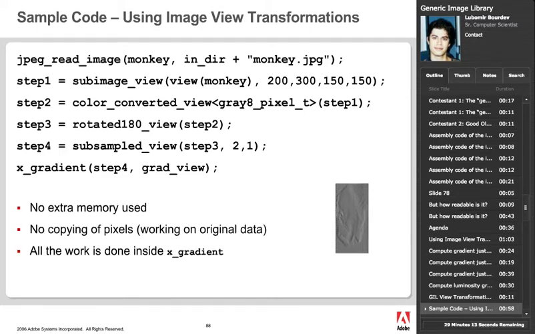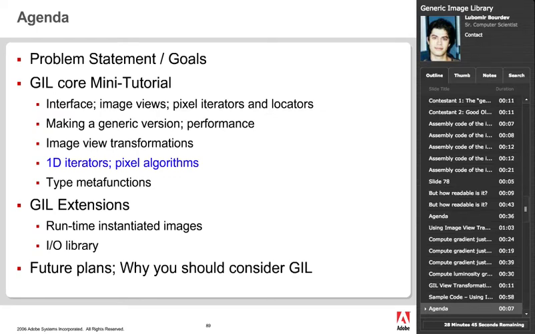Notice also that all of these image view transformations are instant and shallow. No pixels are ever copied. Everything is done on the original data. All the work is done inside the X gradient algorithm. Of course, if you're concerned that piping all of these image views can slow the algorithm, you can always copy the result into a temporary buffer before running the algorithm, as we will see shortly.